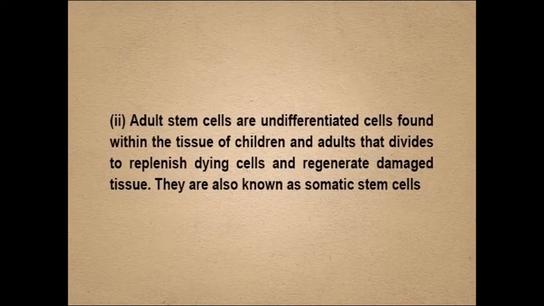Two, adult stem cells are undifferentiated cells found within the tissue of children and adults that divide to replenish dying cells and regenerate damaged tissue. They are also known as somatic stem cells.